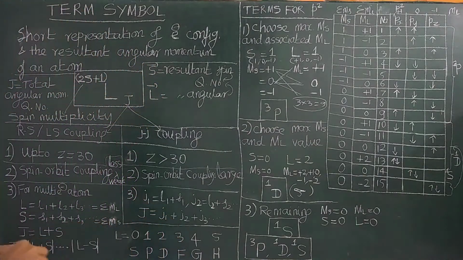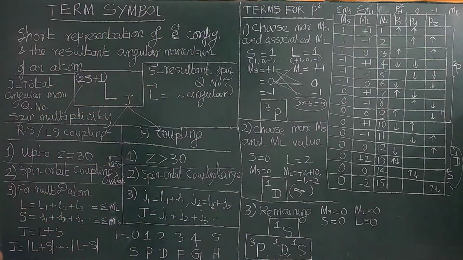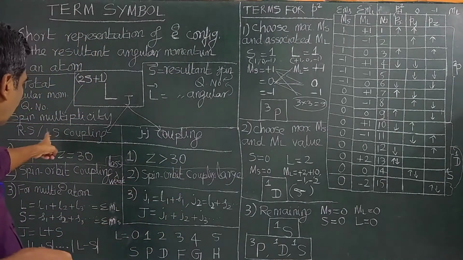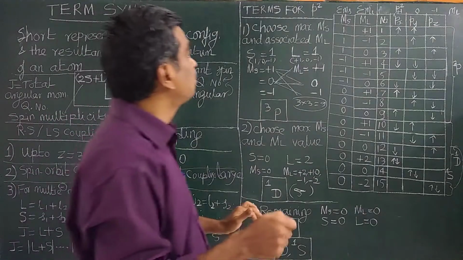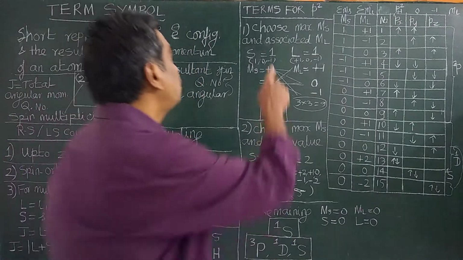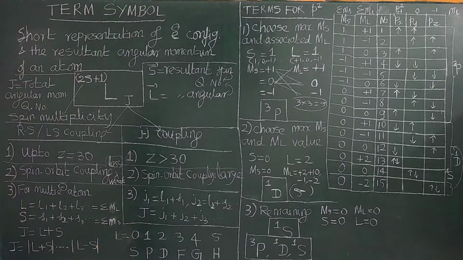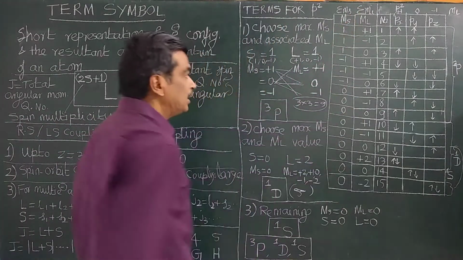Today we will study term symbols. What are term symbols? What are the different types of coupling? RS coupling, JJ coupling. How to derive the term symbols, the spectroscopic states, for the p2 configuration. It is a very common question asked in your semester as well as in competitive examinations. Derive the term symbols for the p2 configuration.